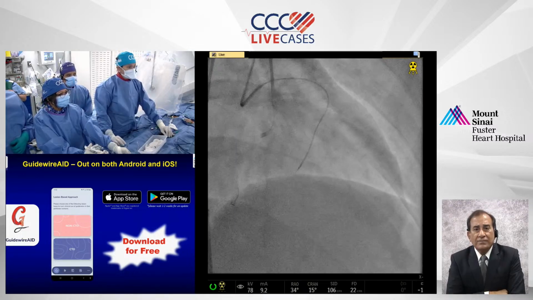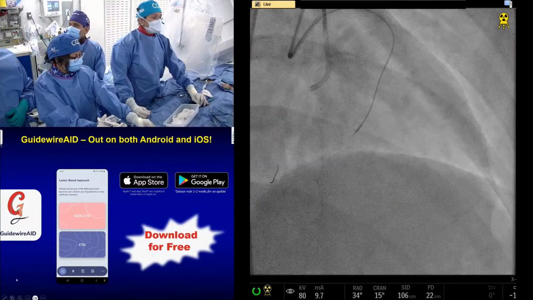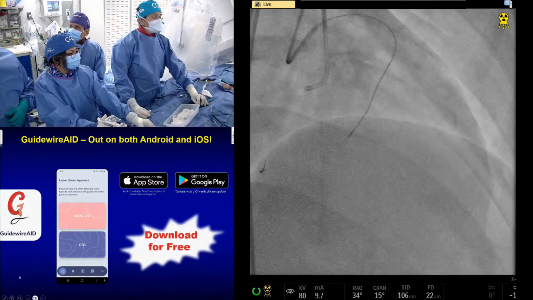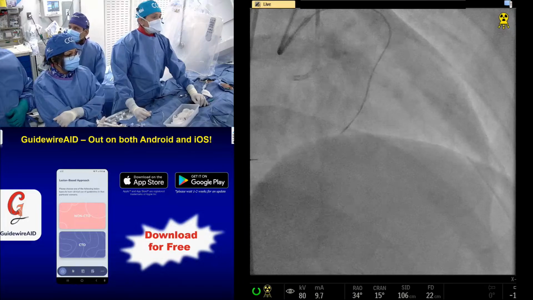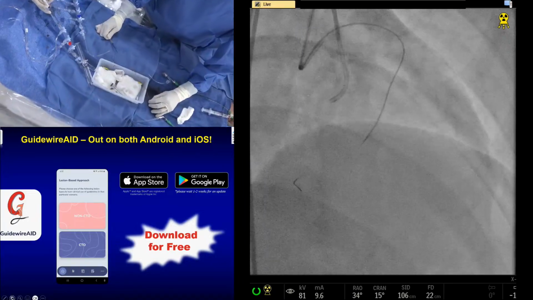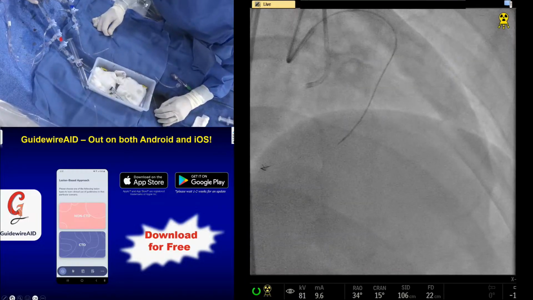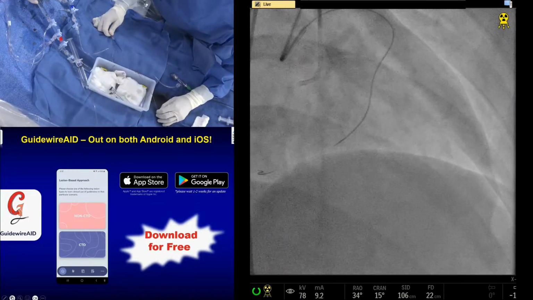You want to go to the other view? I just want to make sure. You see how my finger movements are to hold the guide of the left system. Anytime you're advancing the Corsair, rotating this way, the guide will come out. So make sure that you're holding the guide.